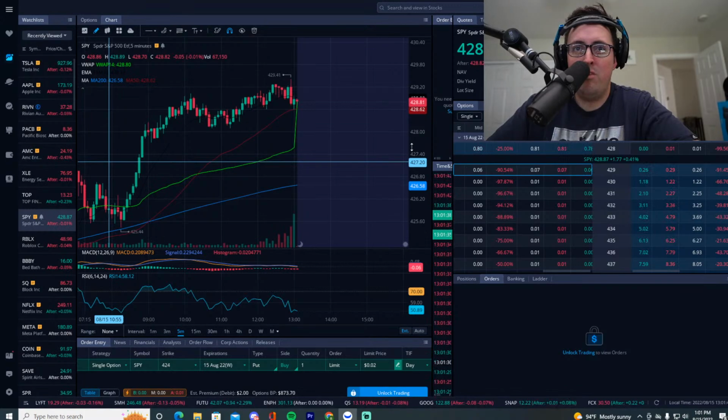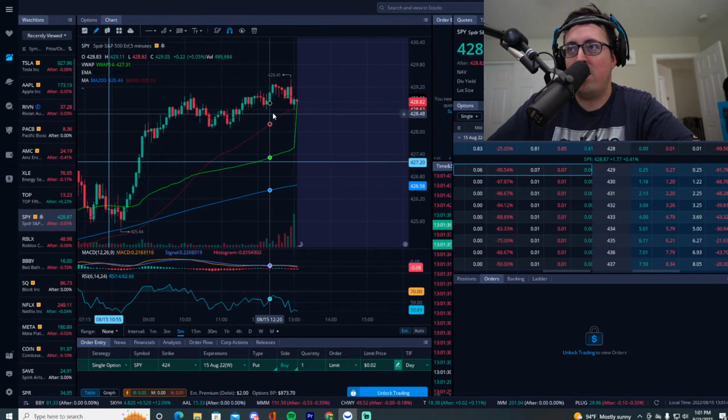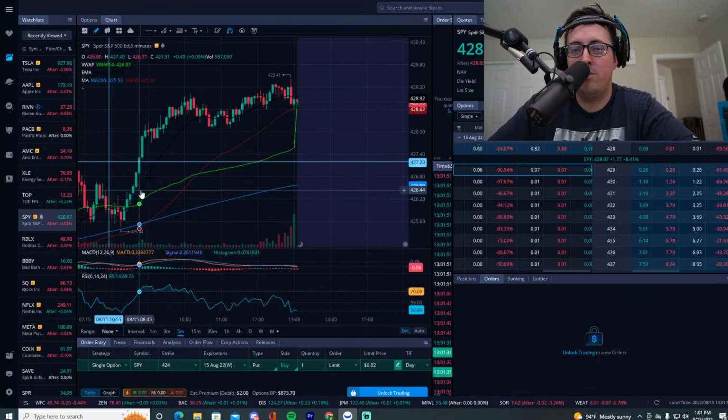What EMA moving average indicators are you using? I use 15-day EMA. So right here on my chart, this black line is the 15-day EMA. And then I use 50 and 200 moving average.